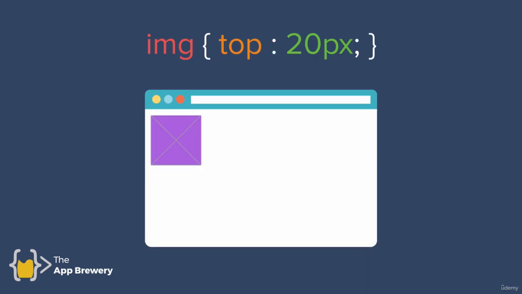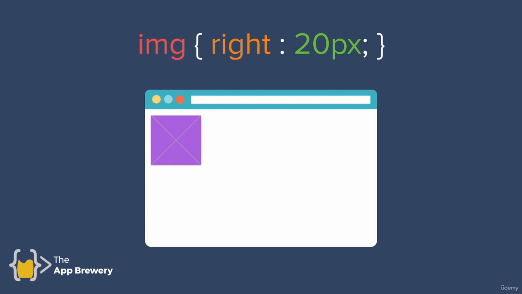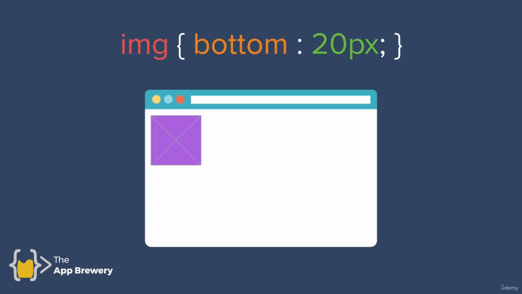So let's say that we've got an image that is positioned using relative layout. Then we set the top coordinate property to 20 pixels. That means it will get moved down by 20 pixels. And if we change the left property to 20 pixels, then it'll get pushed right 20 pixels. If we change the right property to 20 pixels, it'll get pushed left 20 pixels, and the bottom property as well.